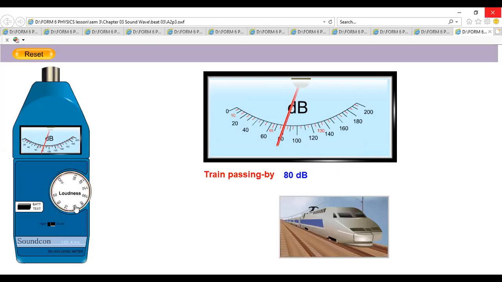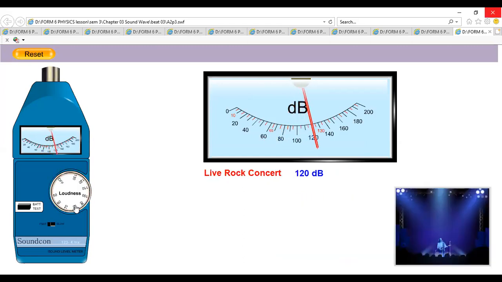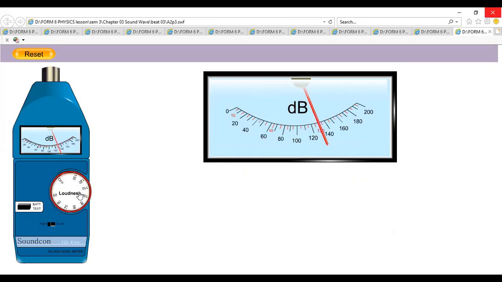A train passing by is around 80 decibel. A live rock concert is around 120 decibel. And the sound of an explosion is around 130 decibel, for example. As the decibel level increases, the loudness of the sound increases.